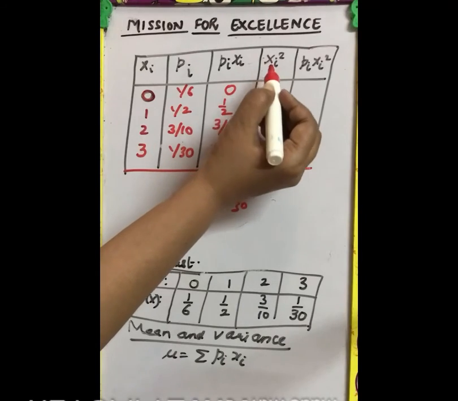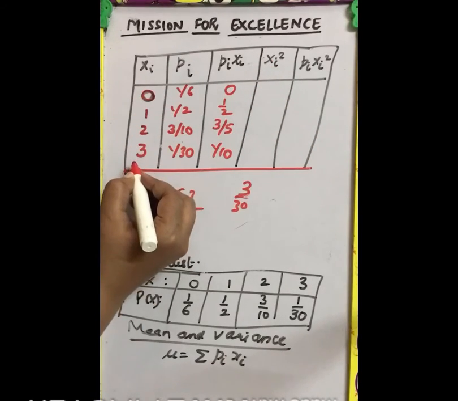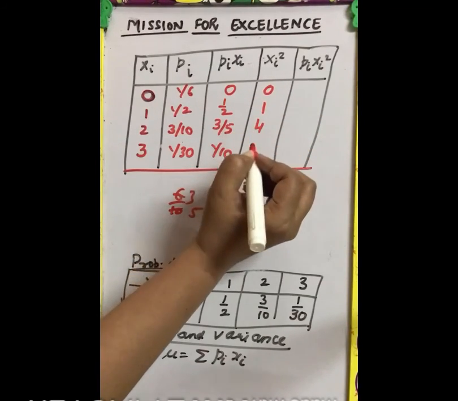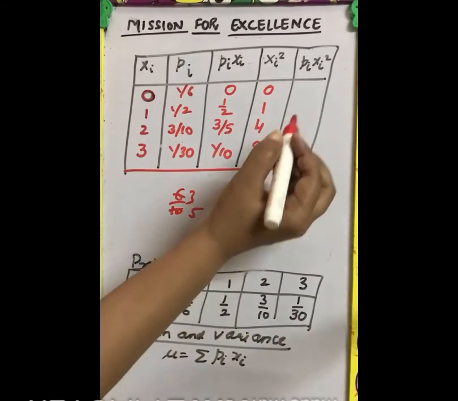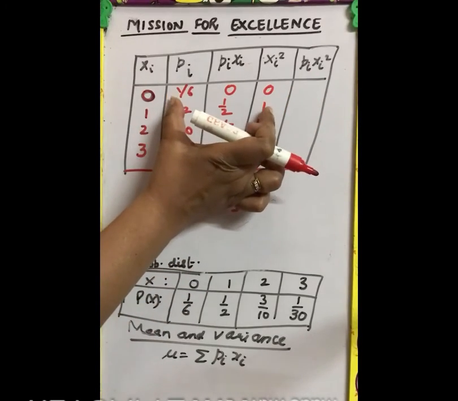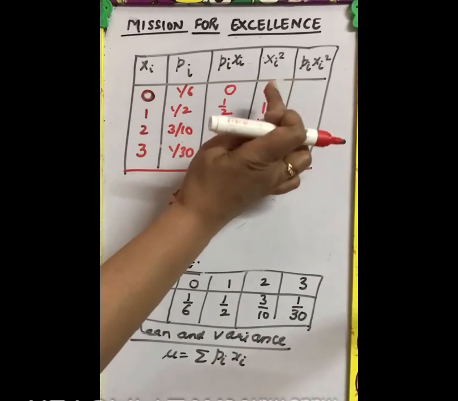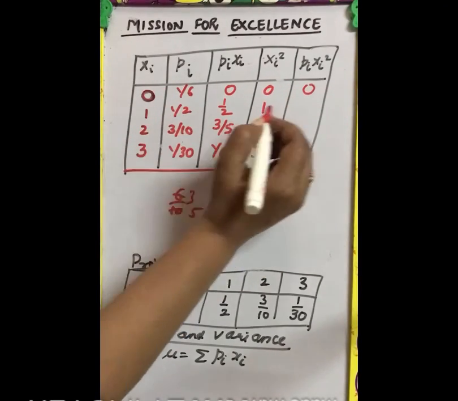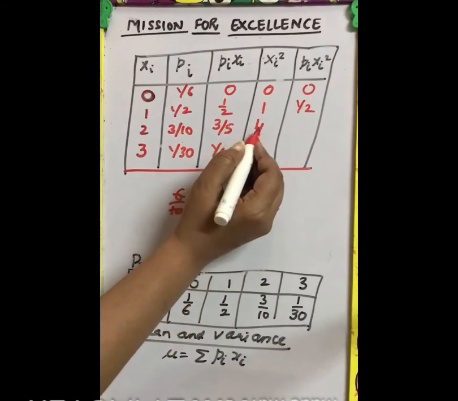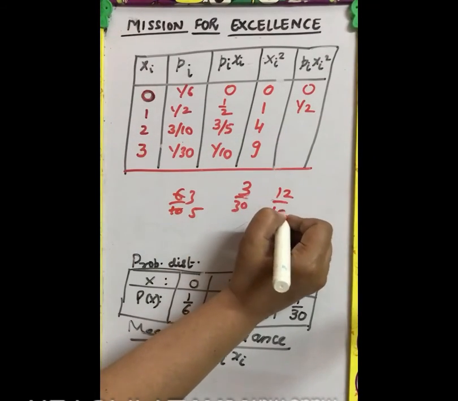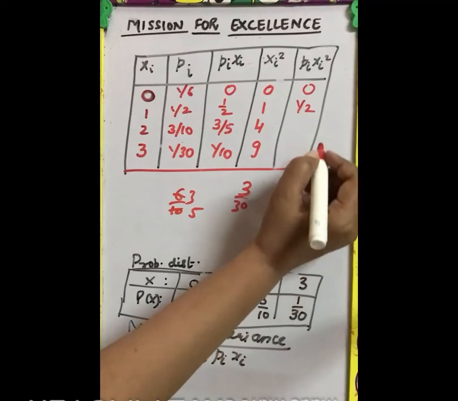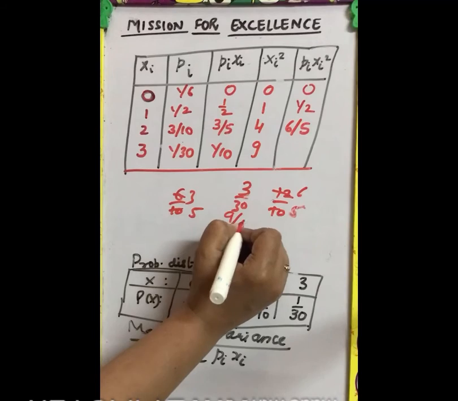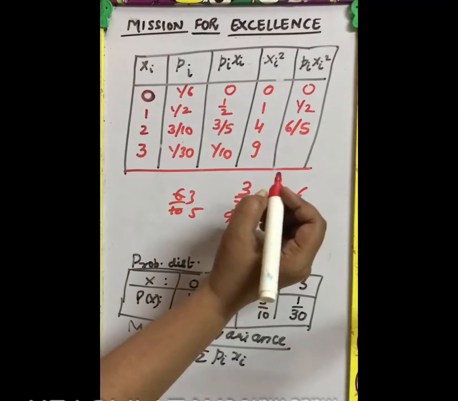Take here xi square. Xi are these, so take the square of these. 0 into 0 is 0, 1 into 1 is 1, 2 into 2 is 4, 3 into 3 is 9. Now pi xi square, so multiply these two columns. This is pi and this is xi square. So let us multiply. So we get 0, 1 by 2, 12 by 10. 12 by 10 comes out to be 6 by 5. And this is 9 by 30. 9 by 30 comes out to be 3 by 10.